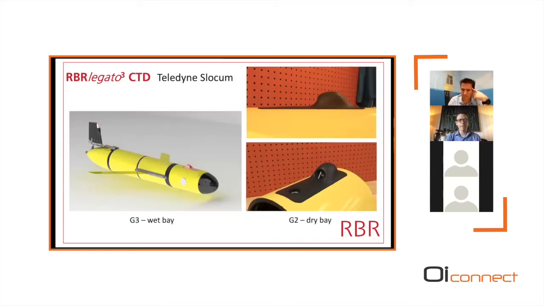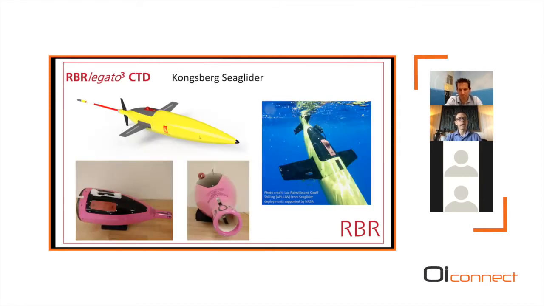In terms of the platforms where the Legato has been integrated, we have it on the Teledyne Slocum, both the G2 dry bay and the G3 wet bay, and it has been deployed numerous times. I believe one of the last ones was from Rutgers University just last month, and there's some really beautiful data coming out from there. We also have it in the Kongsberg Sea Glider, or Hydroid, or University of Washington. I'm not sure really where Sea Glider lives anymore, but I think let's say it's Kongsberg.